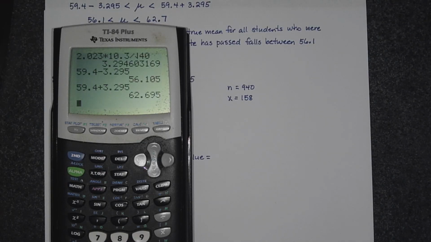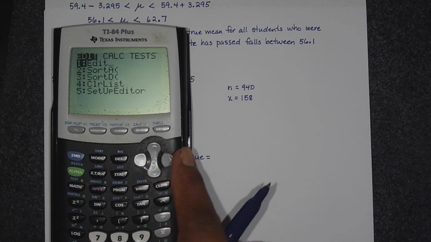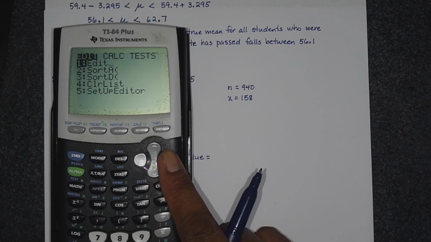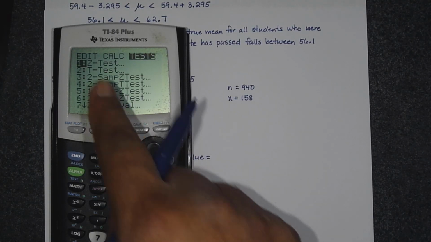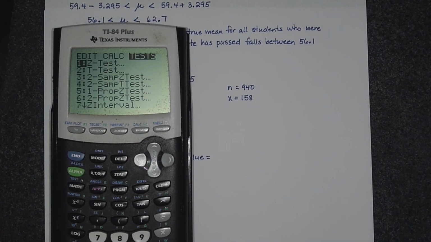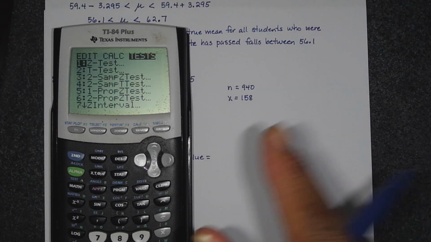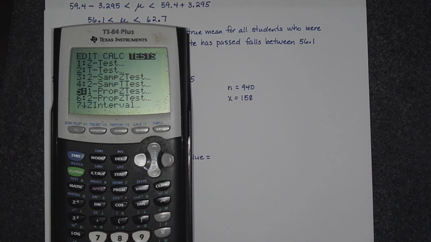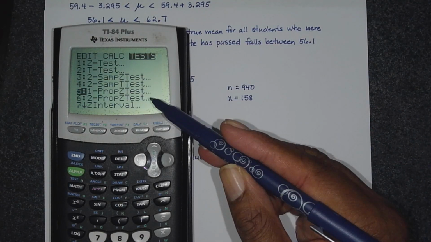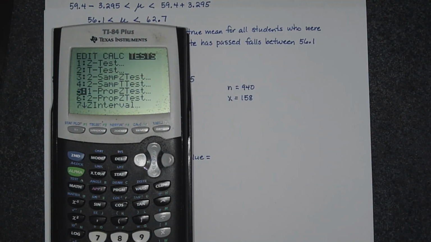Okay, so here we press the stat key. We're going to use our right arrow key to go to test. And we're going to be selecting number 1, which is a z-test. I'm sorry. One proportion z-test is what we want because it is testing a claim about a proportion. So we need 1-PropZTest, or one proportion z-test. That's menu item number 5. And then press enter.